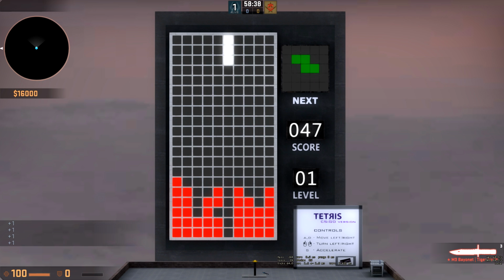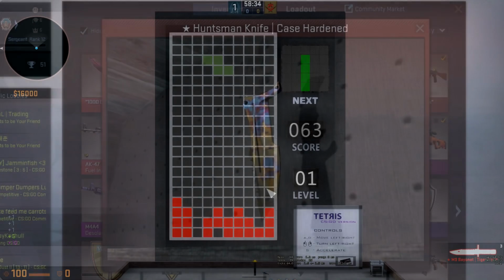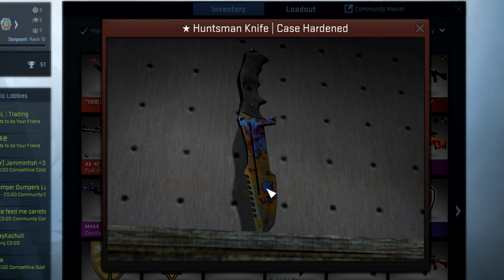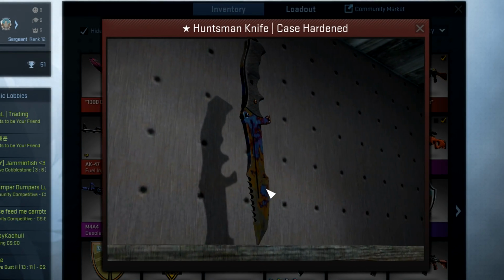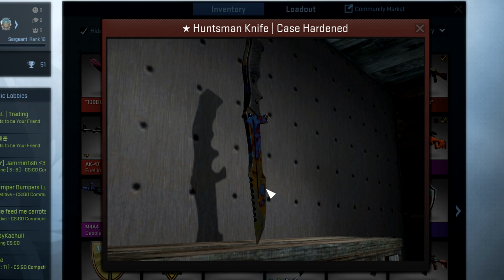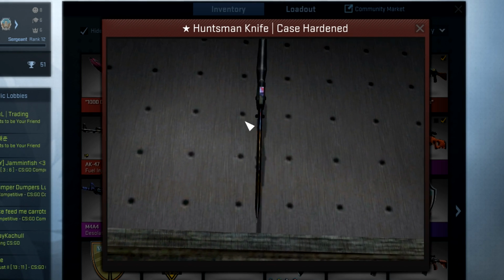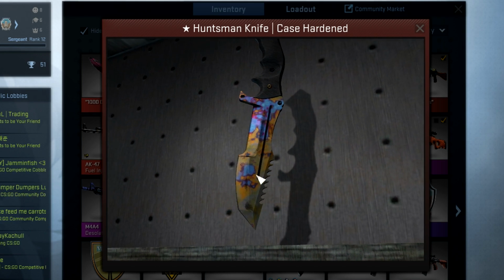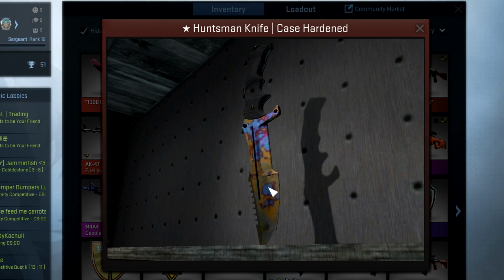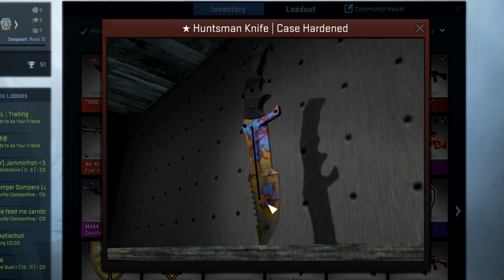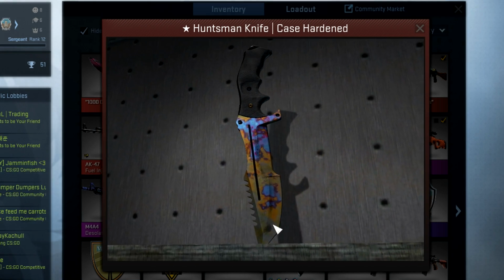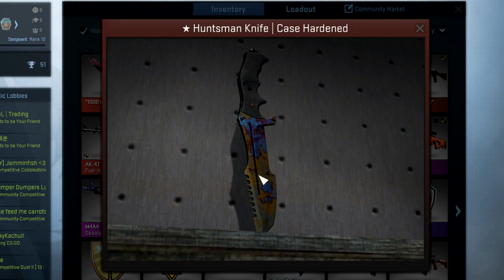The knives that people don't generally collect are obviously the knives that aren't as sought after, and I think it's important to know which ones are which. So the Huntsman knife, the Falchion knife, the Shadow daggers, and I believe the Bowie knife as well, they all have mirrored patterns. As you can see, this Huntsman knife has the exact same case hardened pattern on both sides, and that does make it a lot easier to get knives with a ton of blue on them, but they're not worth as much because they are mirrored patterns.